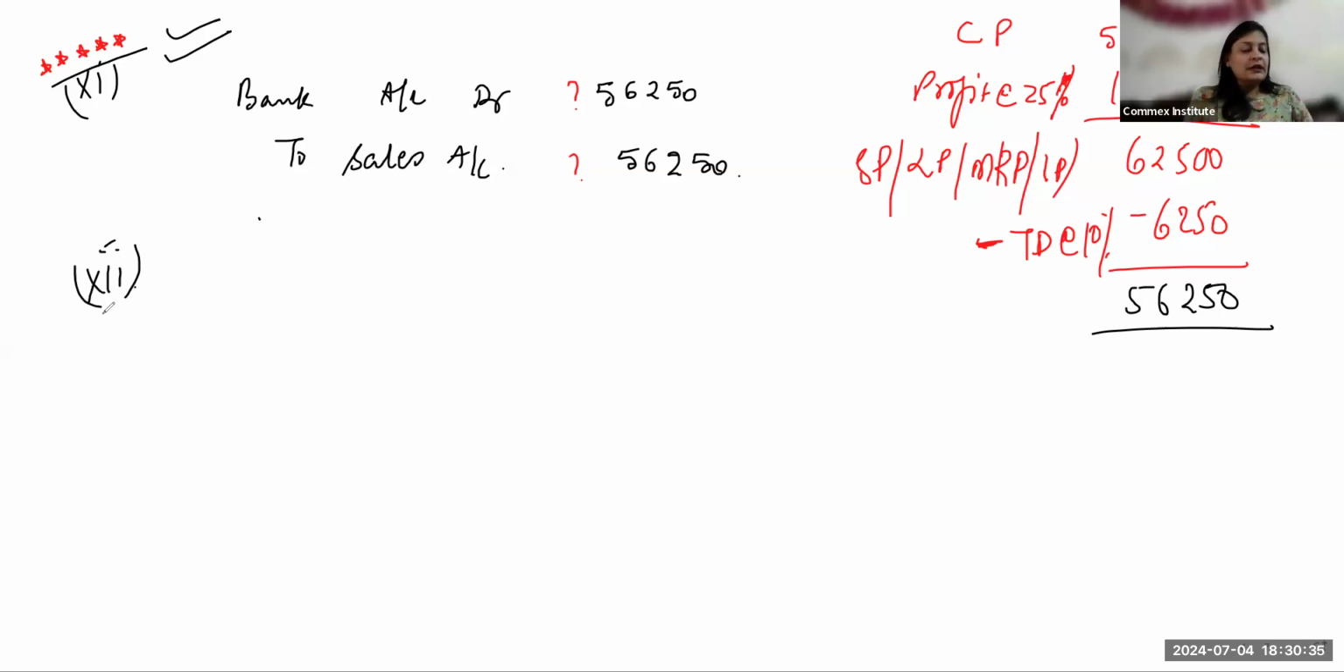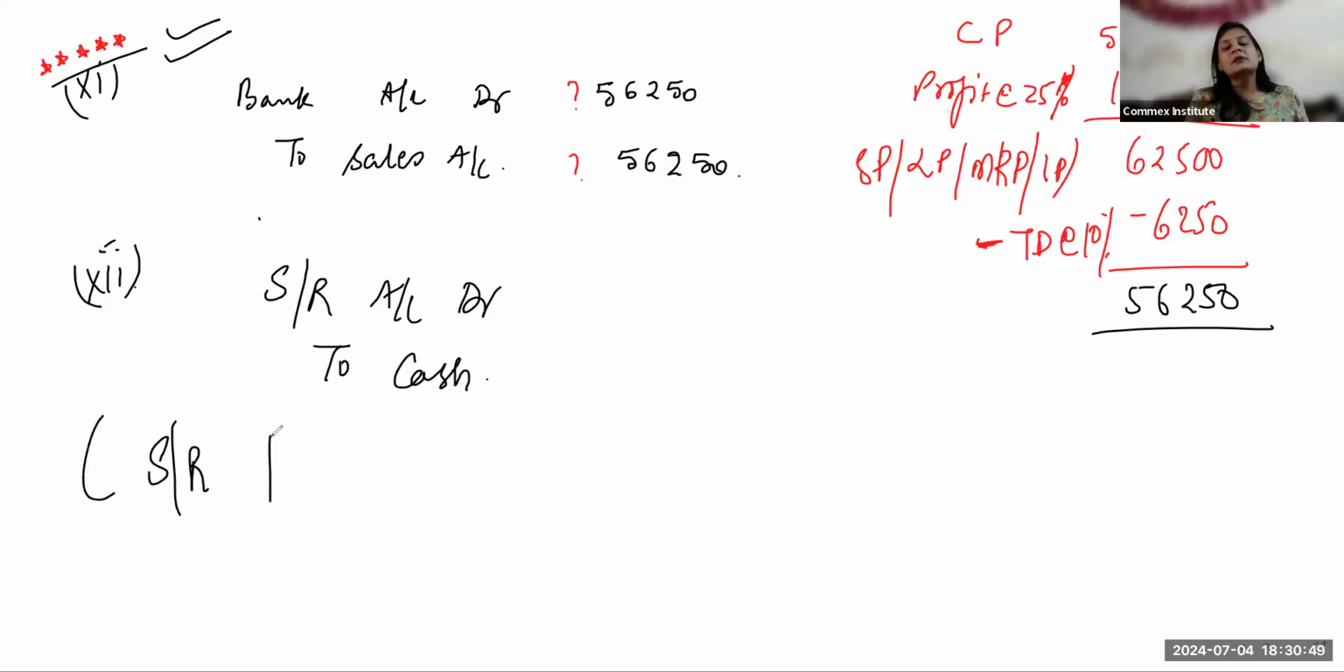Okay, so it will be sales return account debit to cash. Okay, don't make it to Aman because we made the cash sales to him. So he'll also return cash to us. But here in narration, we will write sales return from Aman. And the amount would be 9,000.